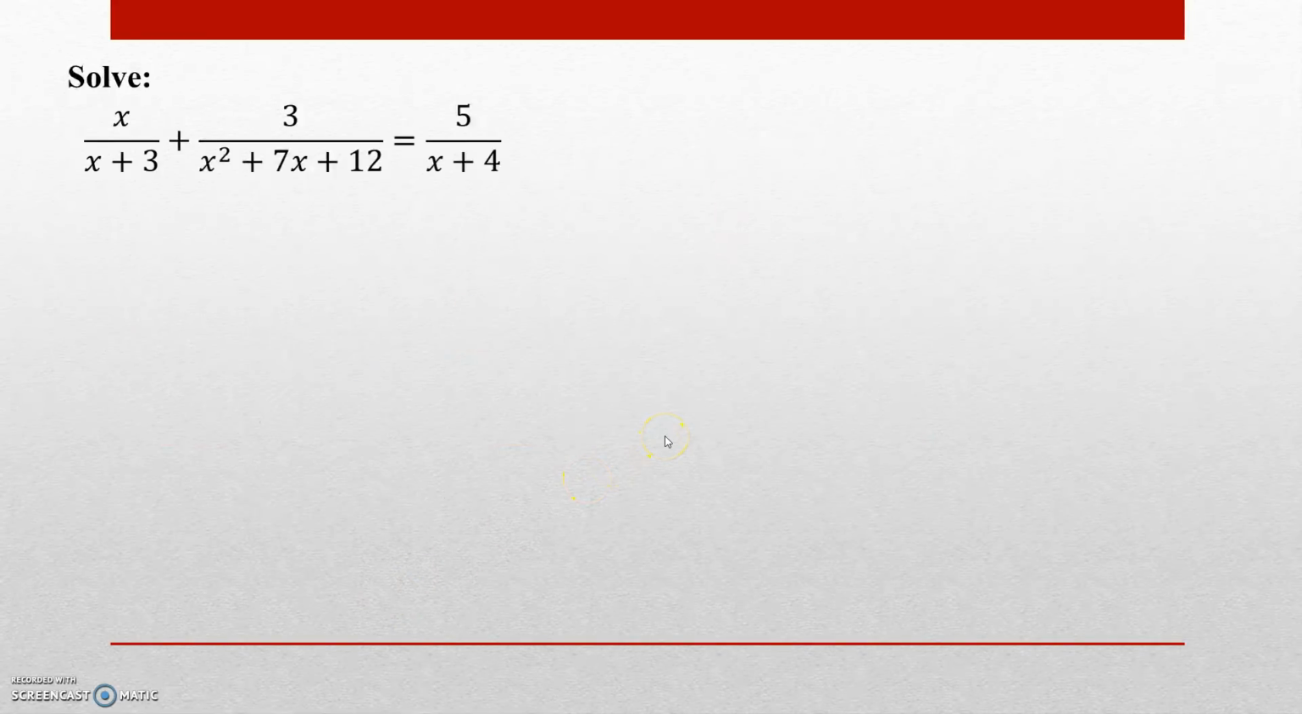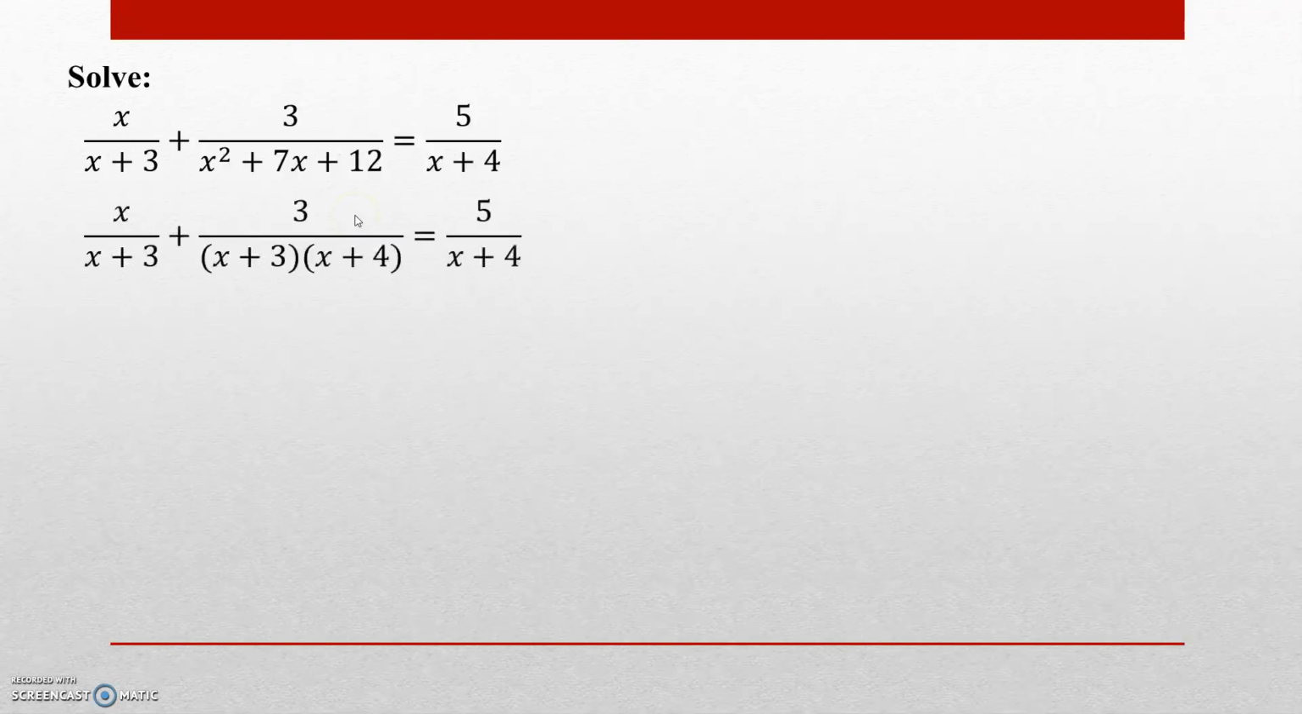Okay? Next, isa pa. Let's say x over x plus 3 plus 3 over x squared plus 7x plus 12 equals 5 over x plus 4. Okay, let's see. Pwedeng i-factor out mo na to para kita kung ano yung mga pare-parehas. Ayan. So, I just copy this one. Tsaka ito. At ito naman, factor out natin. At ito yung factors niya.